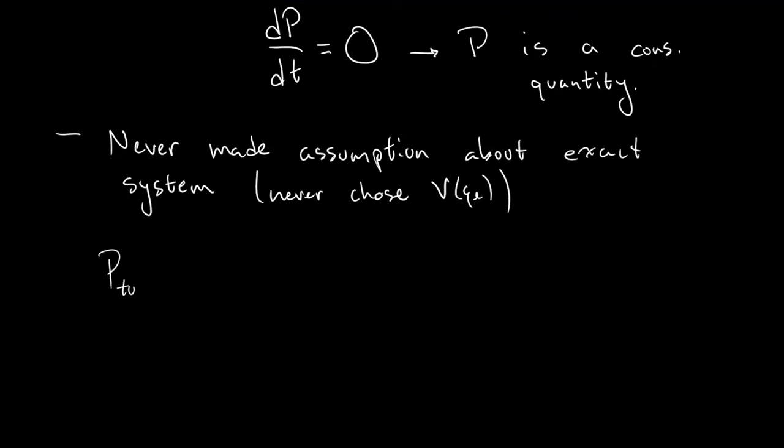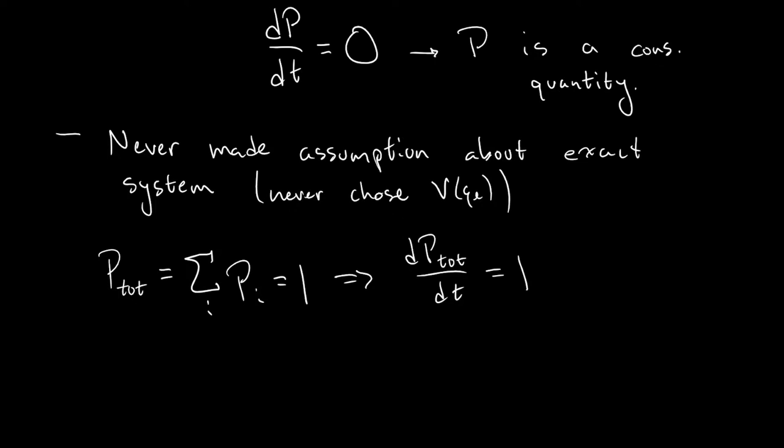So, if I have some set of probabilities, which I'll call Pi, for things to happen, right? Coin flip. I have probability of heads, which is 1/2. Probability of tails, 1/2. I sum them up, and I get 1. Always. Any system, no matter what, I don't care. Probability always adds up to 1. Which means that the time derivative of our total probability is going to be 0.